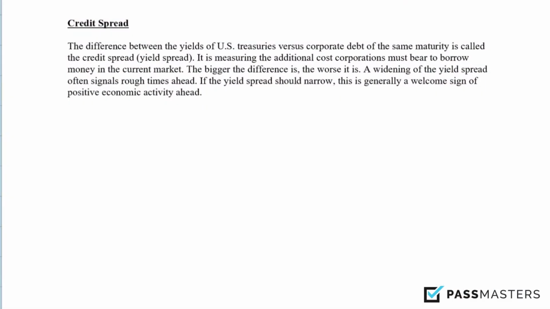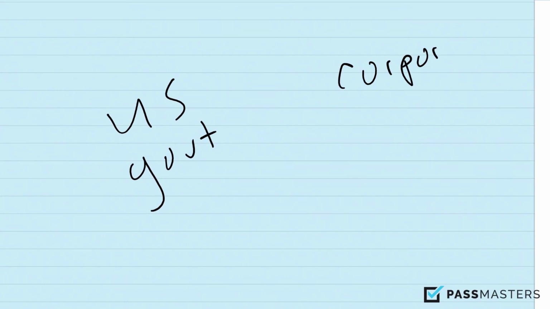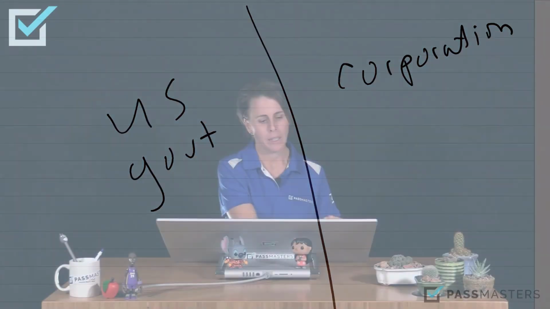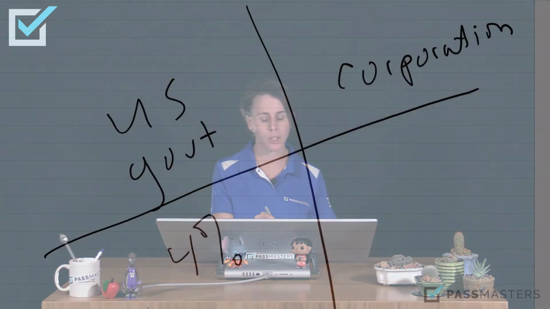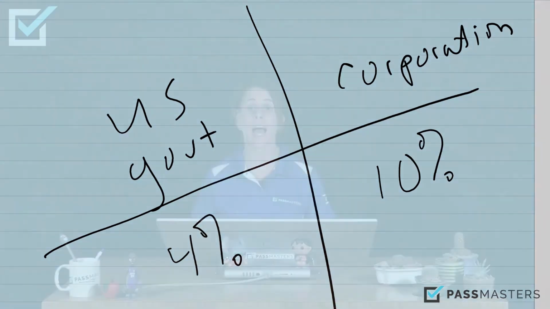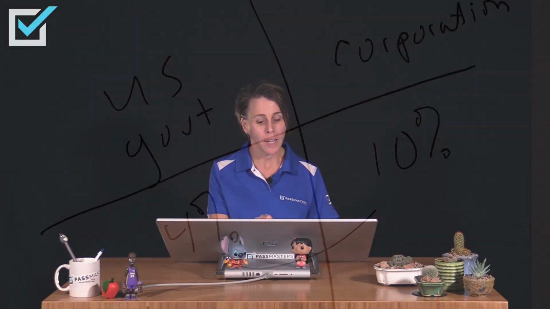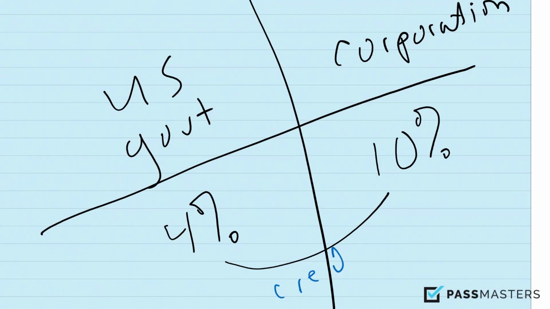The credit spread is used to describe the difference in cost of borrowing between the U.S. government and a corporation. So the U.S. government issues debt. It's a form of borrowing. How much do they have to pay to issue debt? Let's say they have to pay 4%. Let's say for the same term of debt, a corporation can only sell it if they pay a 10% nominal yield. The difference between these two is called the credit spread.